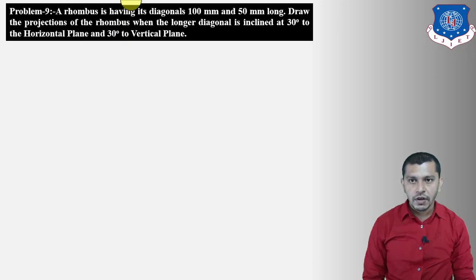Now one important thing is, here the resting condition or the surface inclination of the rhombus is not given. That means whether the plane is resting on HP or resting on VP is not given, and no statement derives that the rhombus is resting on HP or on VP. So we will assume the rhombus is resting on the horizontal plane.